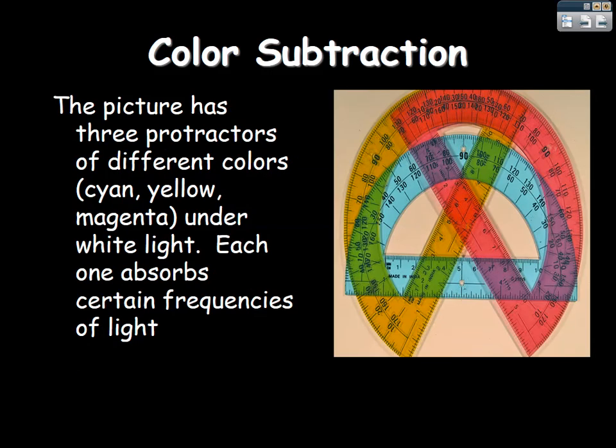This one picture shows three protractors. We have a cyan, yellow, and magenta protractor.